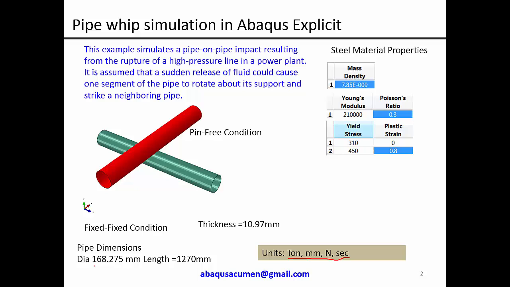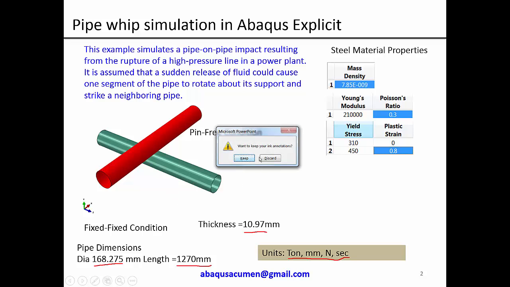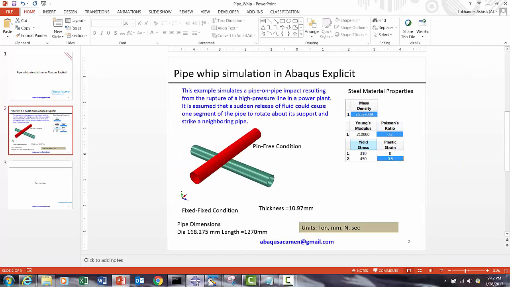The OD of this is 168.275, length is 1270, thickness is 10.95. From OD and ID you can calculate the mid surface, so we are going to model a mid surface in this case. So let's start doing this problem.